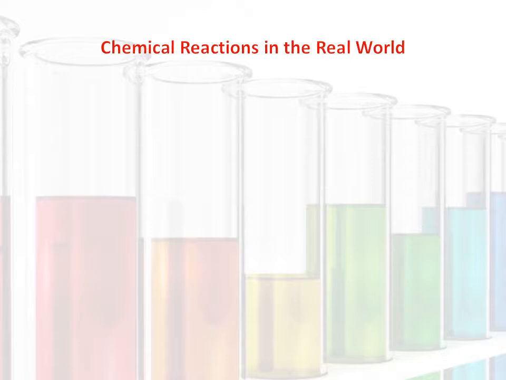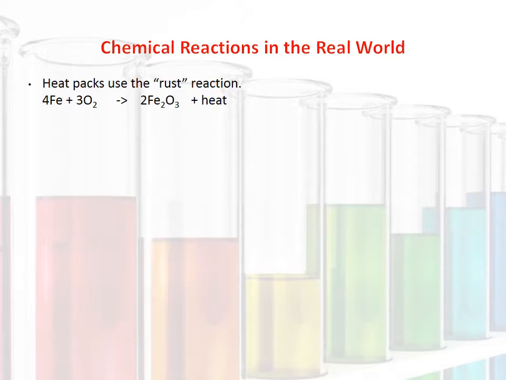And finally, looking at a chemical reaction in the real world, if we consider heat packs that are used for athletic injuries, you get one of those heat packs that you put on your back or your shoulder if you've pulled a muscle. These actually use the rust reaction. And the rust reaction is shown. It is where iron reacts with oxygen to produce iron oxide and heat. It's an exothermic reaction. You can see that I have balanced the reaction here. So we have 4 iron atoms, 3 O2, 3 oxygen molecules, forming 2 molecules of iron oxide. It is balanced, and lots of heat, so it is exothermic.